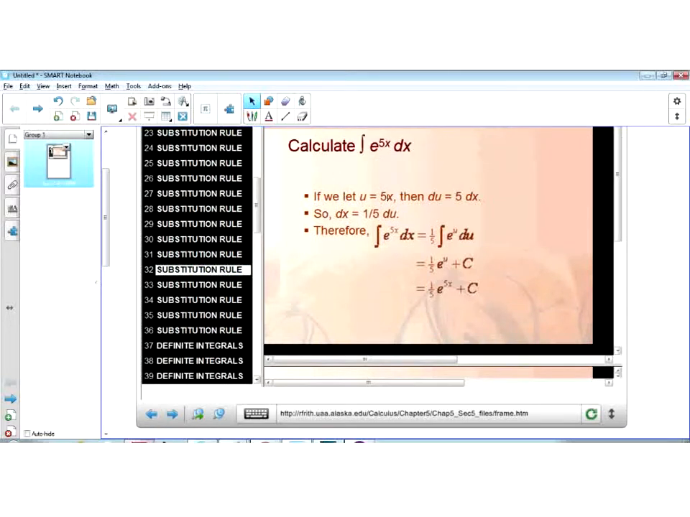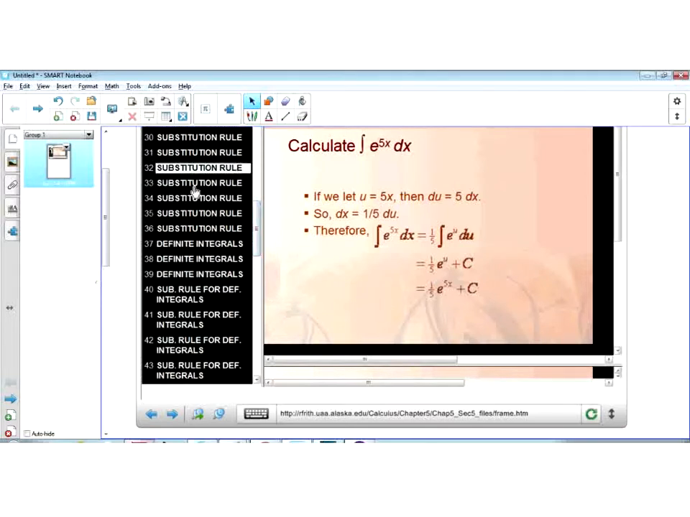Calculate the integral of e to the 5x. So if we let u equal 5x, then du is equal to 5 dx. So dx is equal to 1/5 du. So replacing the function 5x with u, take the antiderivative of e to the u, which is e to the u. So it's 1/5 e to the u plus your integration constant, and then plug back in u. So no challenge there.